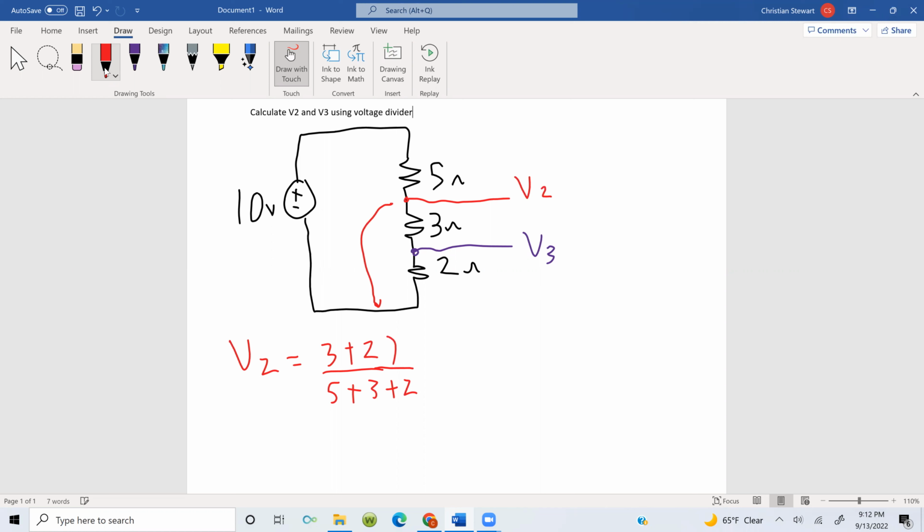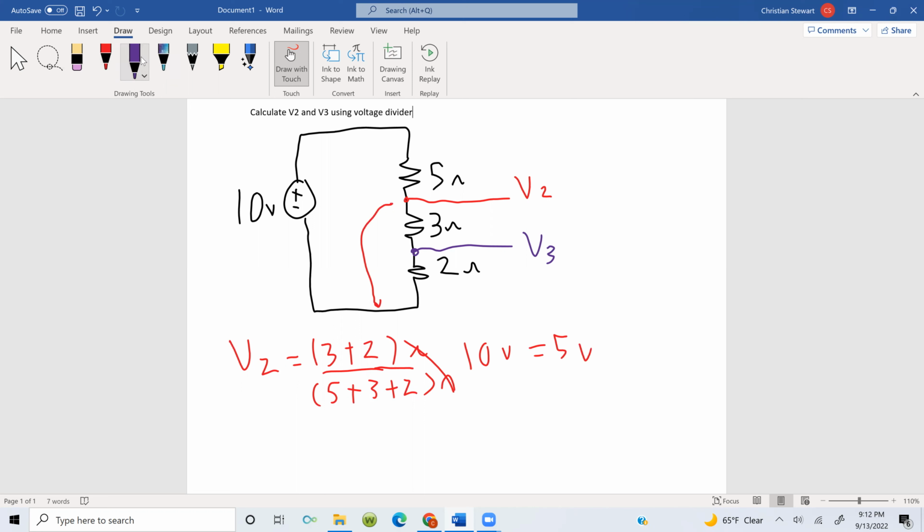One thing to notice is the units on top of this is ohms. Units on bottom is ohms, so that'll cancel out. And then we're going to multiply by the voltage source, which is 10 volts. So this is going to give us V2 is equal to 5 volts.